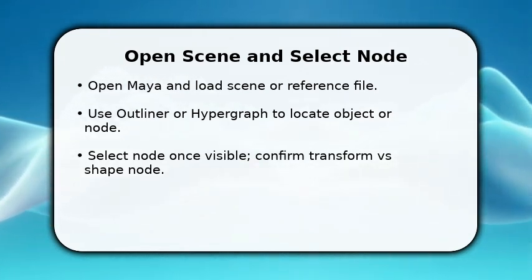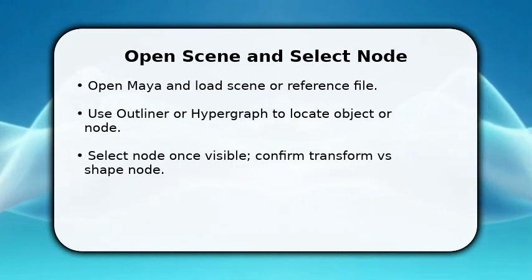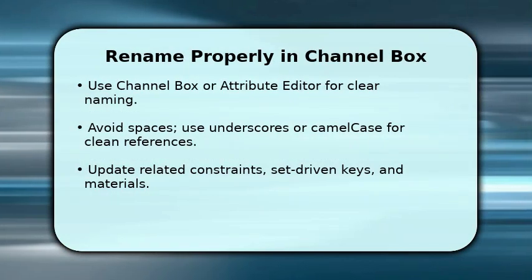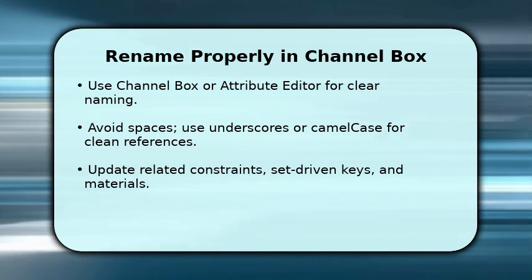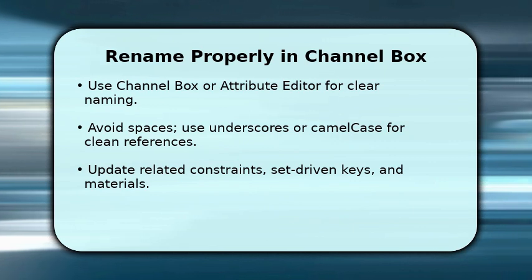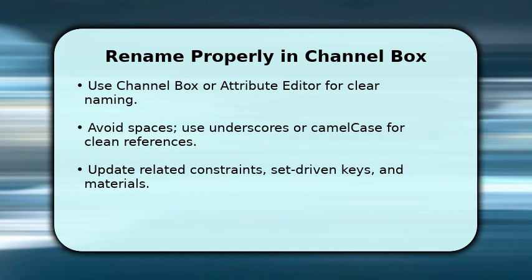You now perform the rename in the channel box for transforms or in the attribute editor for shapes, because those places update references correctly. Type a concise name using underscores or camel case to maintain pipeline compatibility. This helps scripts and rigs find nodes. Once done, search scene for old name occurrences and update constraints, set-driven keys, and material assignments so connections remain valid.